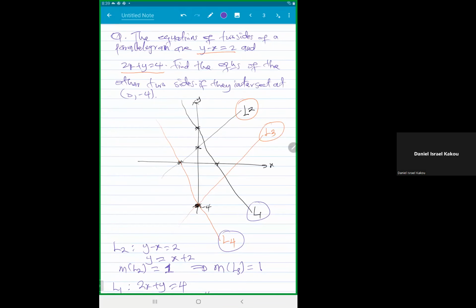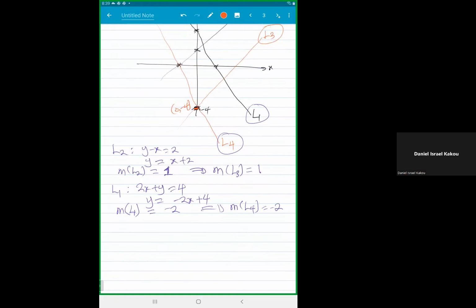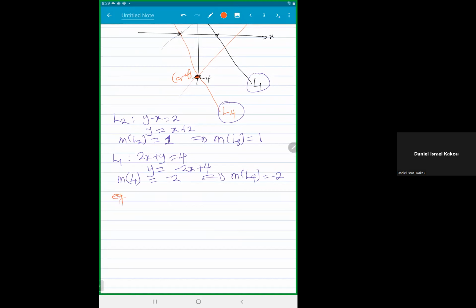The question said, find the equations of the other two sides if they intersect at 0, minus 4. Remember, this point is 0, minus 4. Yeah, so you will see that L3 and L4 are both passing through that point. So I start with the equation of L3. We have the formula to be y minus y1 equal to m into bracket x minus x1. And I have everything already. I just substitute. So the point I'm using is, remember, 0, minus 4. That is where both L3 and L4 are passing through.